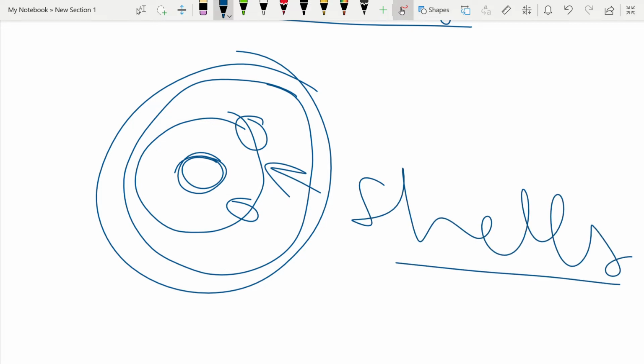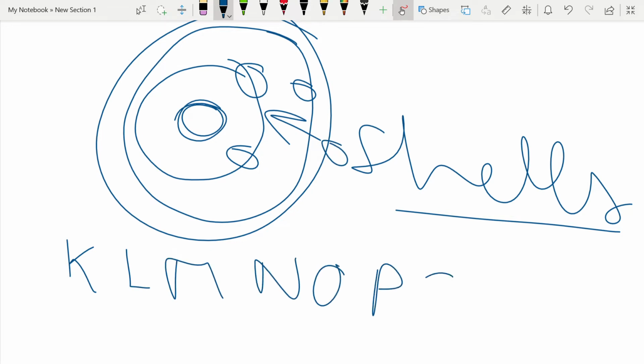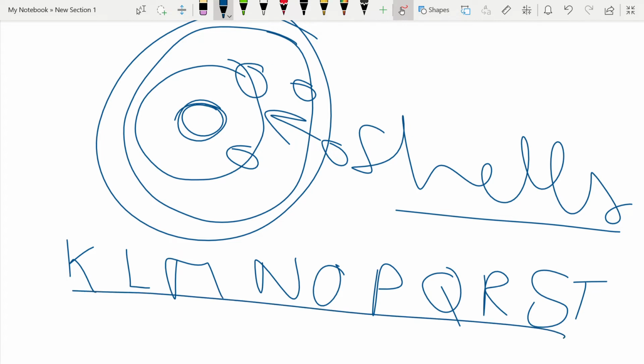So there is a name for all the shells. The innermost shell is known as K, then this one is going to be L, this one is going to be M, N, O, P, Q, R, S, T. Now these are all the letters that show us all the shells. So K, L, M, N, O, P, Q, R, S, T. So those are our shells.